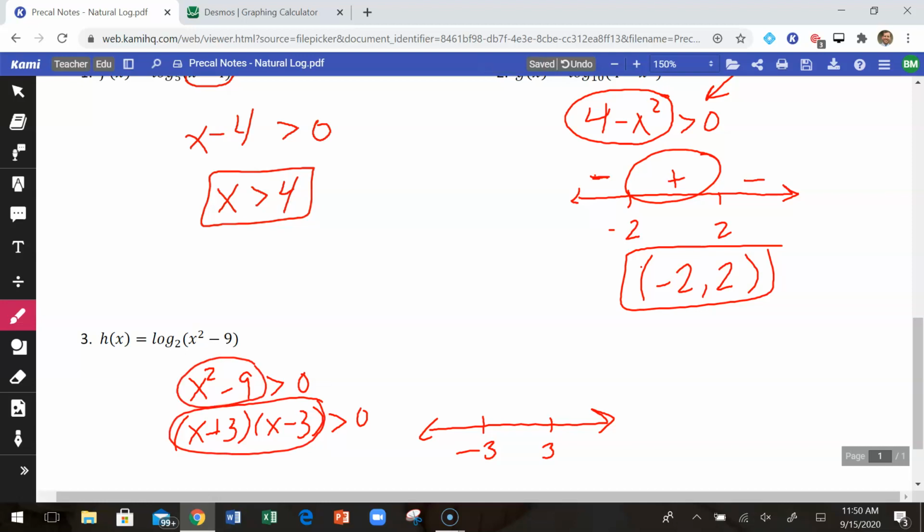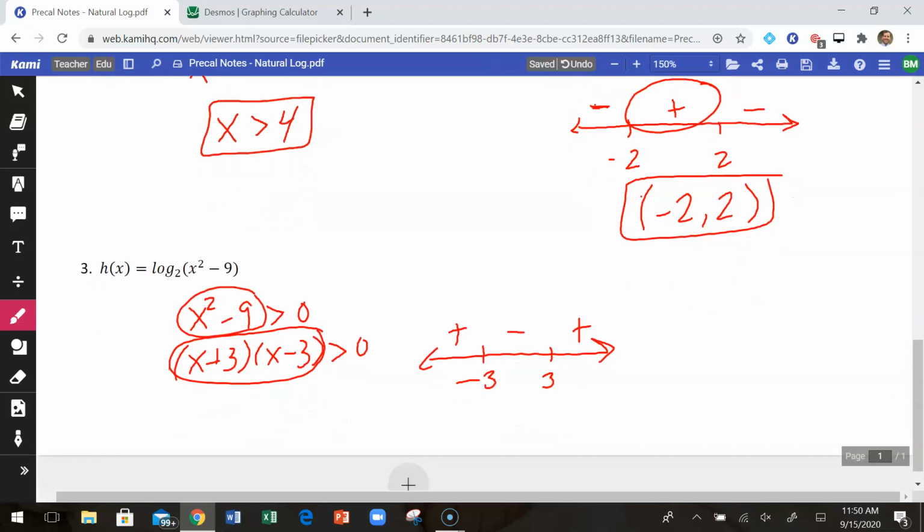Okay, so if I plug in negative 4, I would get a positive value in this case. Negative 4 squared would be 16 minus 9, so positive 7. If I plug in something between negative 3 and 3 like 0, 0 squared minus 9 is a negative number. If I plug in something to the right of 3 like 4, again, 4 squared minus 9 is going to be a positive number. So in this case, again, I want to know when is it greater than 0, which happens here and here. So that would be negative infinity to negative 3, and also from 3 to infinity.